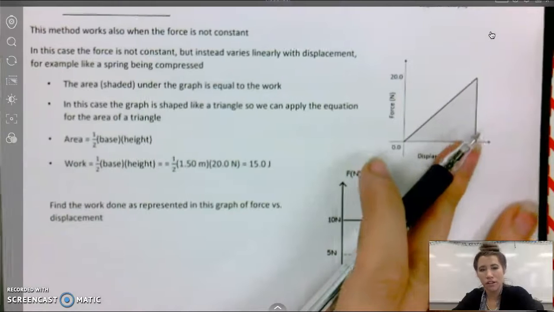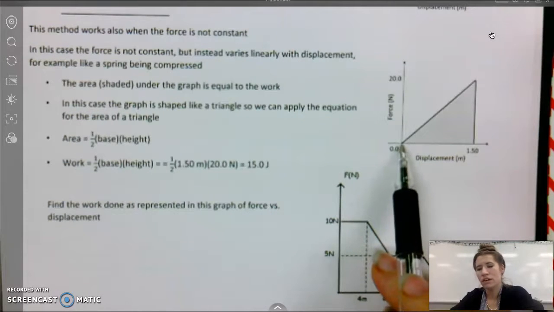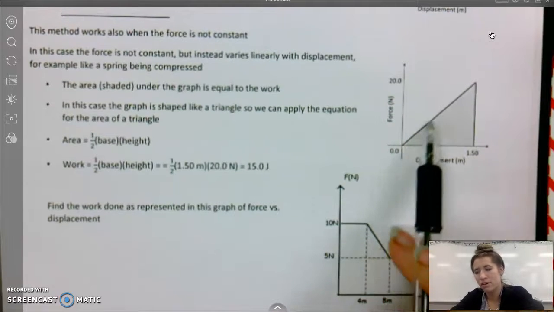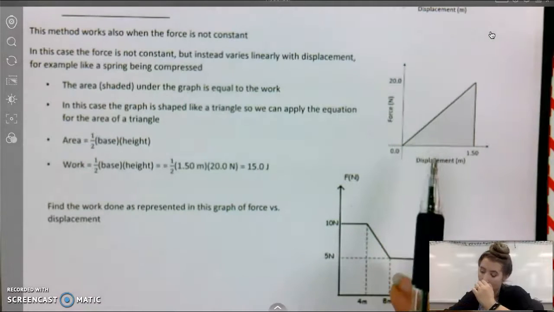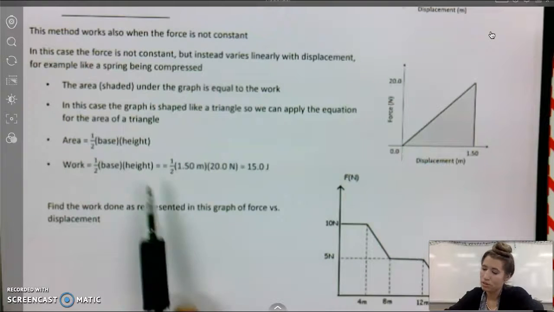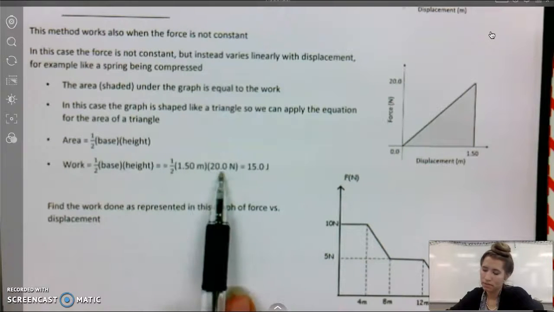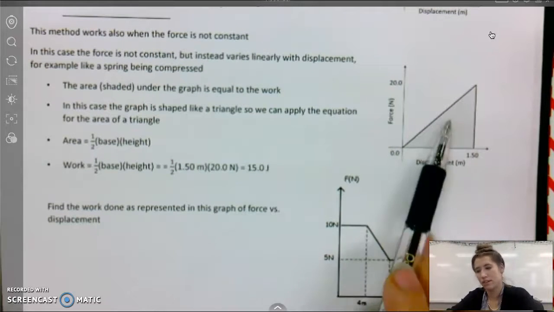So this is a nice concept because force isn't always constant, and usually it's not, right? It tends to start as nothing, and then we increase our amount of force as the object moves away. And so we can use a force versus displacement graph to solve for the work that's being done. In this case, we got a triangle, so we could do 1/2 the base multiplied by the height. So there was 15 joules of work done in this situation.